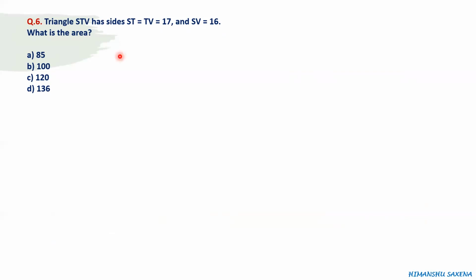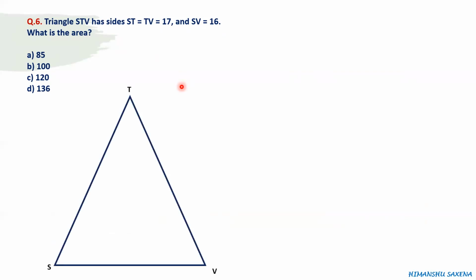Now triangle STV has sides ST and TV 17 and SV is 16. What is the area of the triangle? So now this is the triangle where ST and TV are 17 and SV is 16. Now what is the area? So if we want to calculate the area, then we'll just drop an altitude to the opposite side, because the area of a triangle is half base into height. So this is the height TW. If we can find out the value of TW, then we can easily calculate the area.